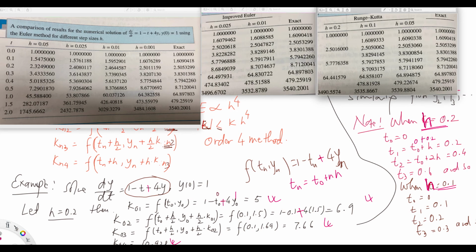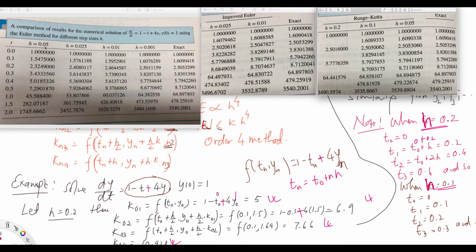And the Runge-Kutta method is an order 4 method, meaning that if you decrease the step size by some factor, then the error will be decreased by the fourth power of that factor. So you see that for h equals 0.2, which is a lot bigger, and h equals 0.05 is here. For h equals 0.05, look at the value at t equals 2. The value is 3539, almost 3540. You see that? It is very, very close, even for the biggest step size.